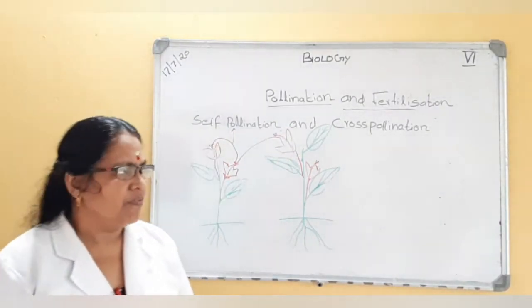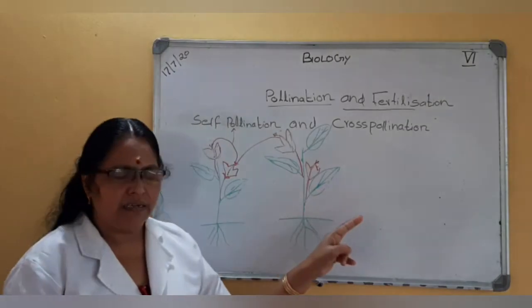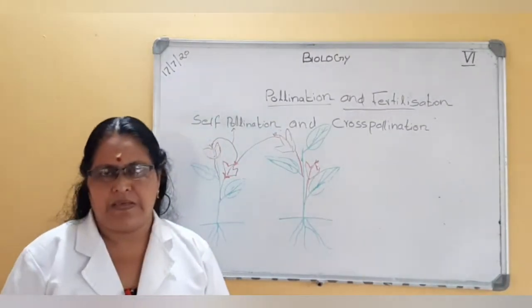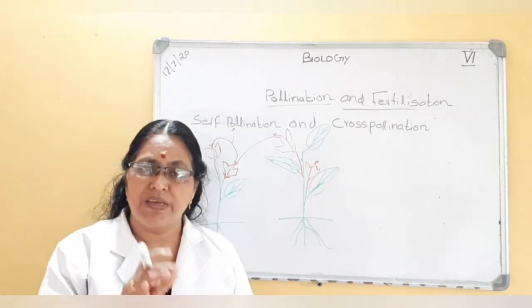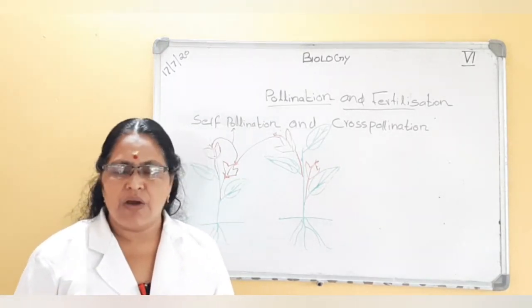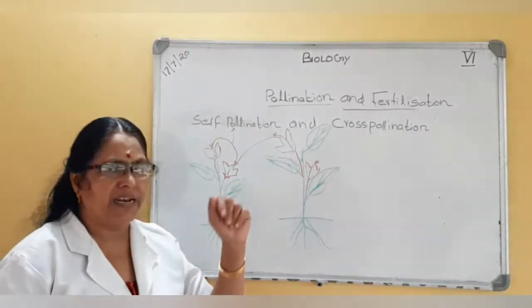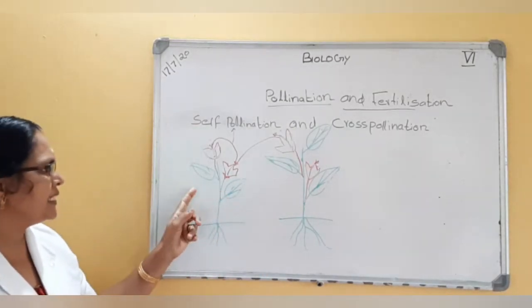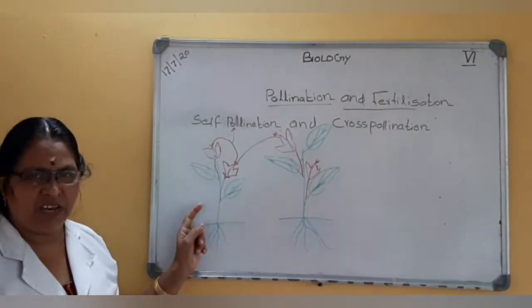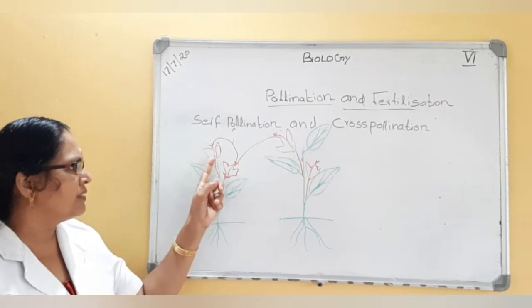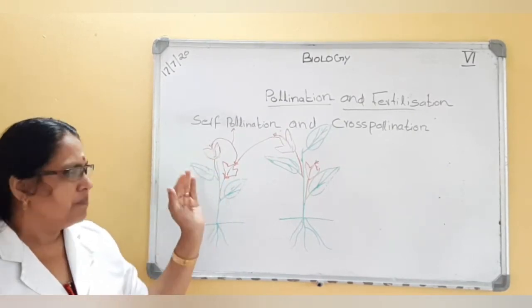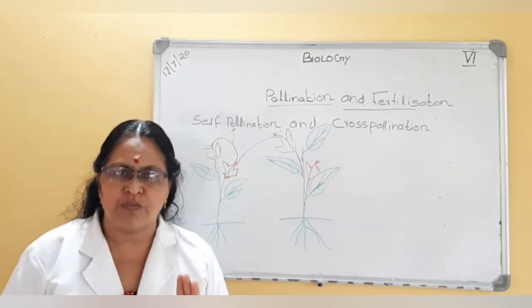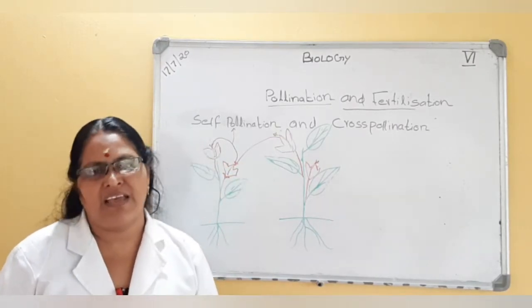Then for the occurrence of cross-pollination, there should be some agents. Without the agent, pollen grains will not be transferred. In self-pollination, there is no need of agent. Pollen grains may fall on the same flower or the other flower in the same plant. That may take place. But cross-pollination will take place only with the help of agents.